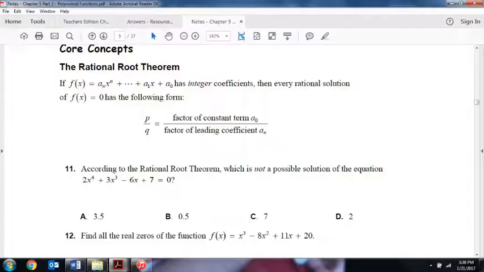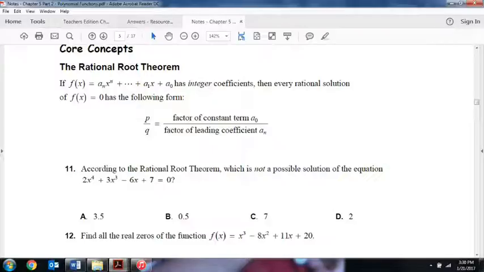Okay, this is 5.5 day 2. We're introducing what's called the rational root theorem. This theorem basically is a way of finding possible roots to a polynomial. It's not that these are roots, it's that these are possibilities.